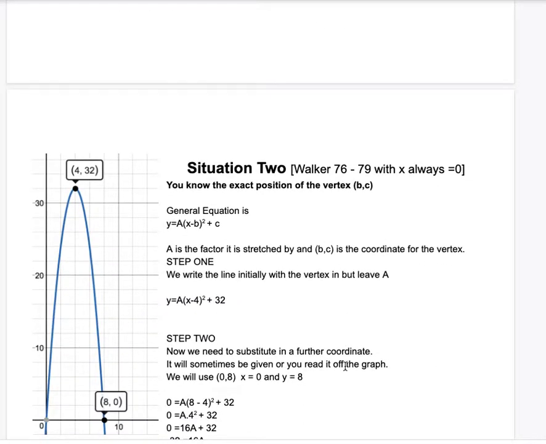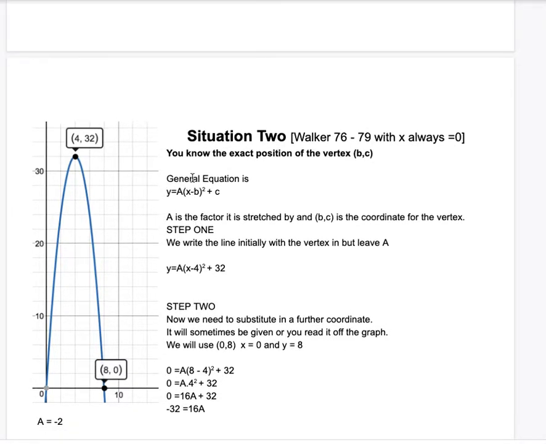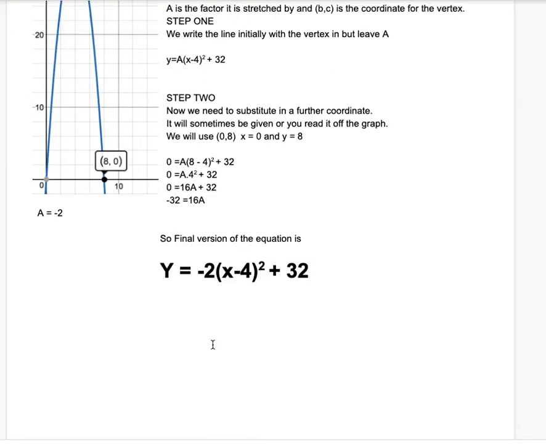The other form that we would have looked at last year is this form when we know the vertex. So the vertex (4, 32) we know for sure, and so (x minus 4) in the brackets plus 32. So we can go straight from the vertex to that form. We still don't know the stretch factor, but we know it'll be negative because it's upside down. So we take another coordinate, (8, 0), we sub it in to find the stretch factor. So that's year 11 stuff.